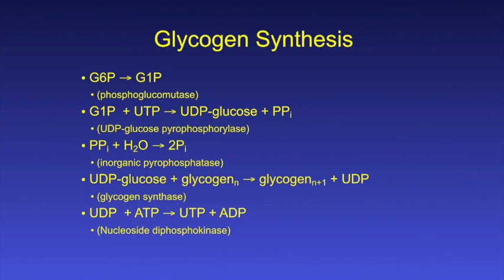And then the UDP has to be phosphorylated to the UTP so it can activate one more glucose and continue its process. So this is the process to create the alpha 1,4 linkage, which is the majority of linkages in glycogen synthesis.